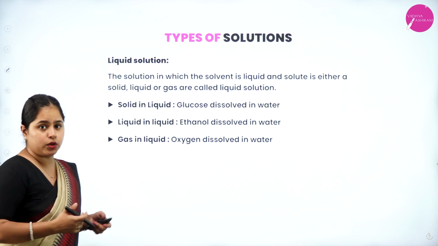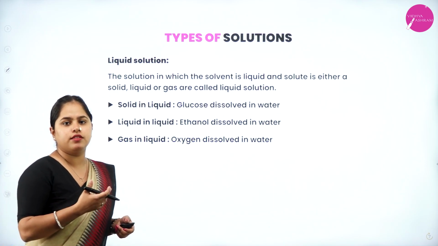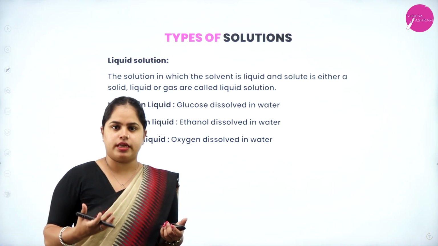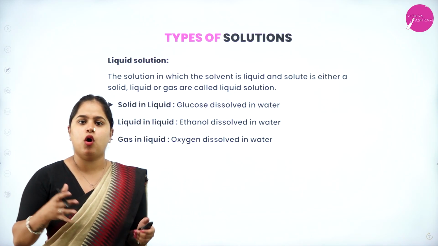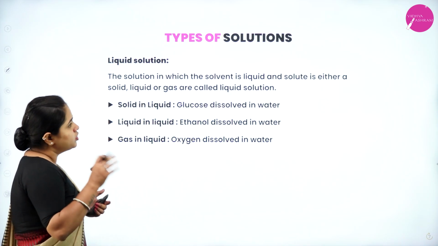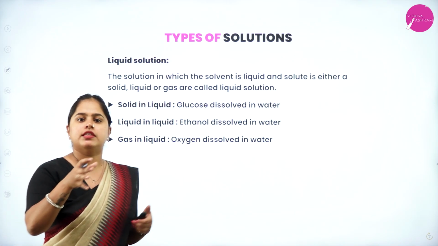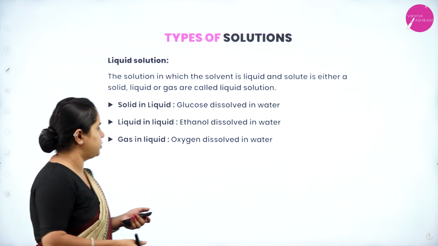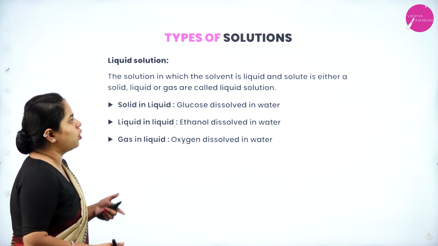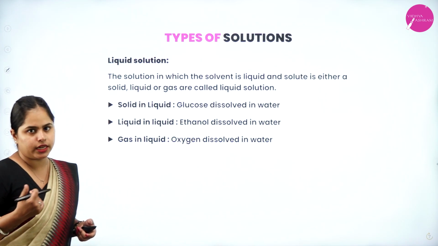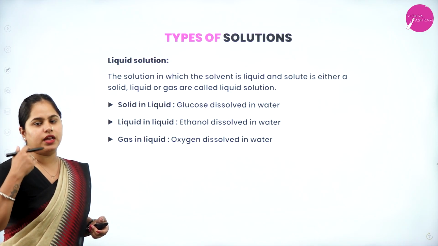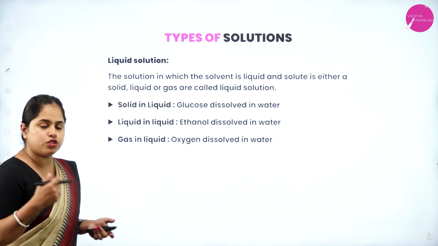Now, the same way, you have liquid solutions. You can tell yourself what liquid solutions are. Yes, the solute can be a solid, liquid or gas, and the solvent will always be a liquid, right? Just by knowing the solvent, you can tell whether it is a solid, liquid or gaseous solution. So the solution in which the solvent is liquid and the solute is a solid, liquid or gas is called a liquid solution.